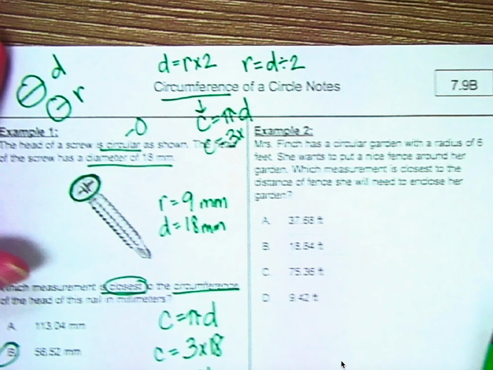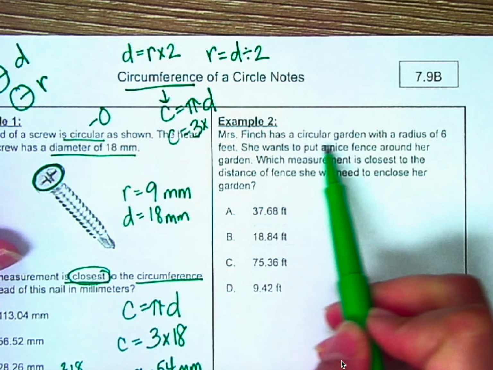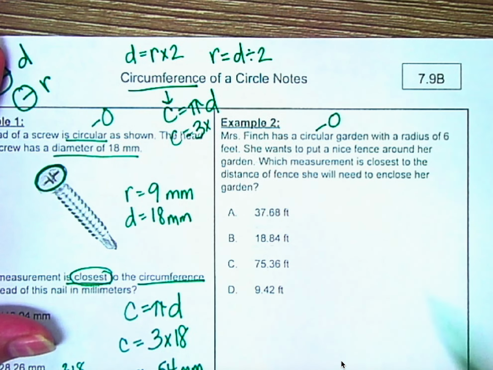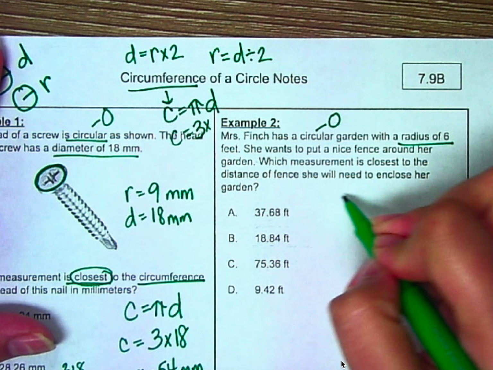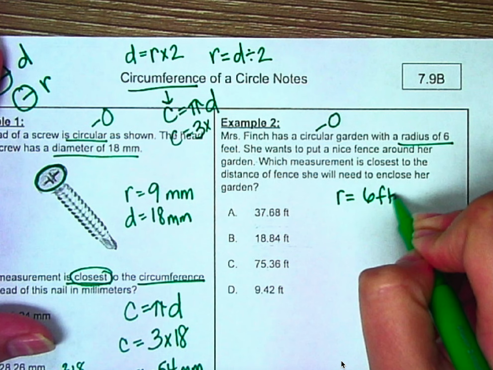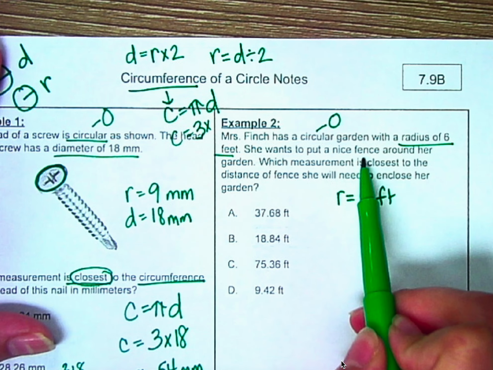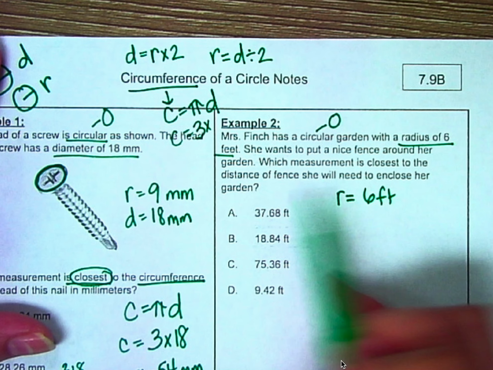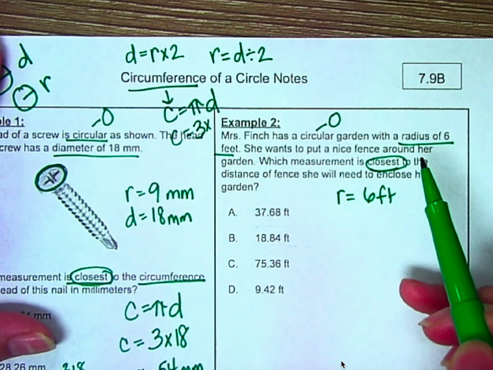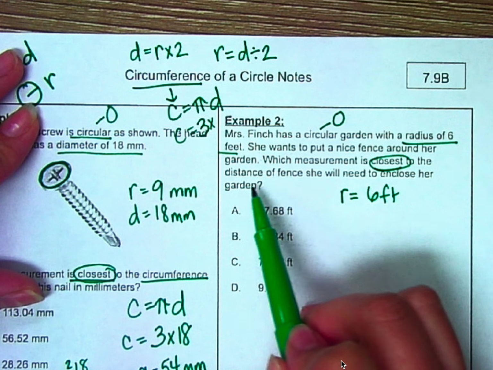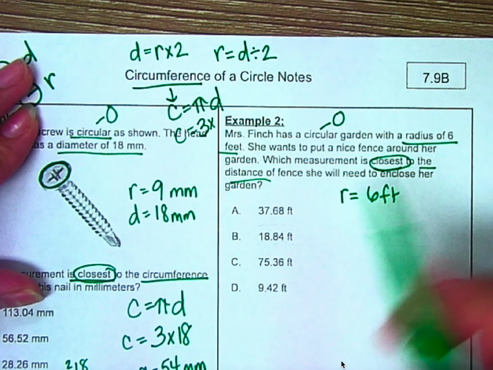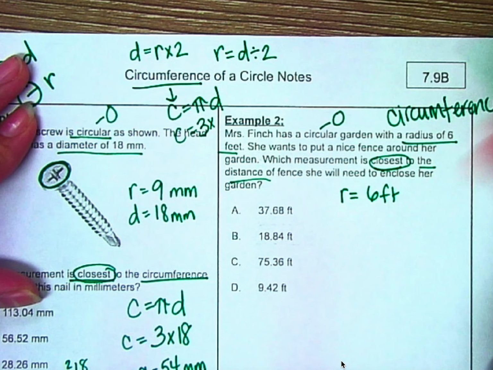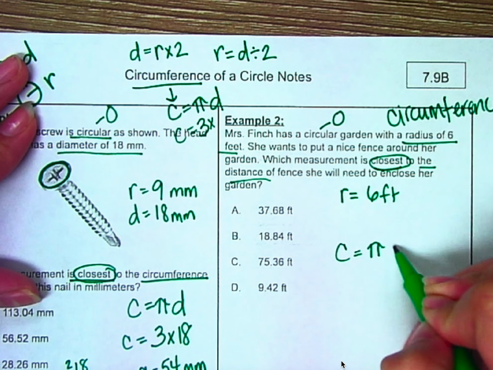Alright, let's do example 2. Mrs. Finch has a circular garden. Circular, my shape is going to be a circle with the radius of 6. So I can write down R is equal to 6 feet. She wants to put a nice fence around her garden. Which measurement is closest to the distance of the fence she will need to enclose her garden? We're still looking for closest, so that means my answer is not going to be exact. It says the distance around. That is a key word to tell you we are looking for circumference. So circumference, that means I need C is equal to pi d.